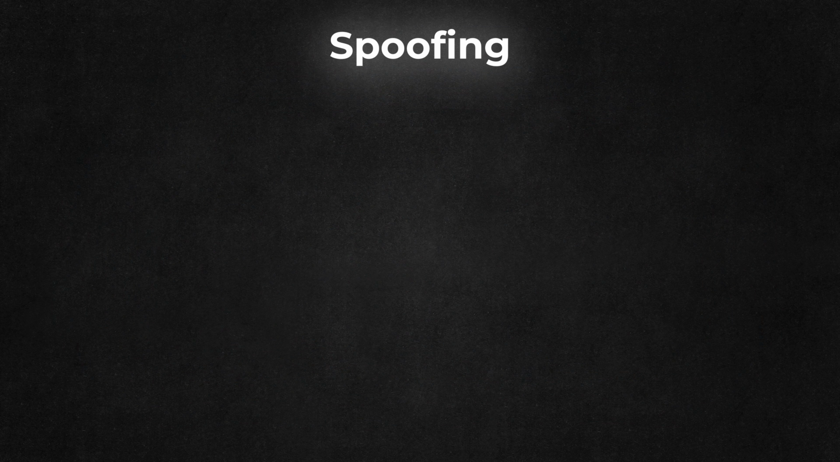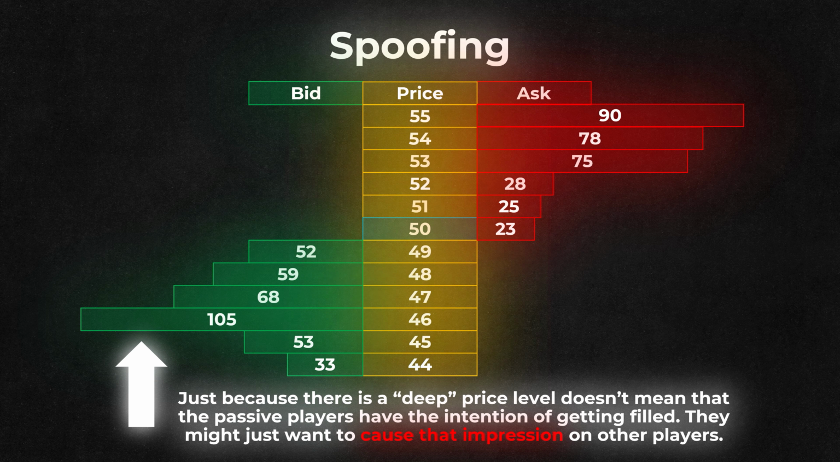Spoofing. This maneuver involves the placement of large limit orders with no intent of having them filled. In other words, passive players can place large orders that will appear in the order book, or DOM, to create the illusion that there is a lot of intent in a particular price level, but in reality, these players don't have the intention of executing these orders.